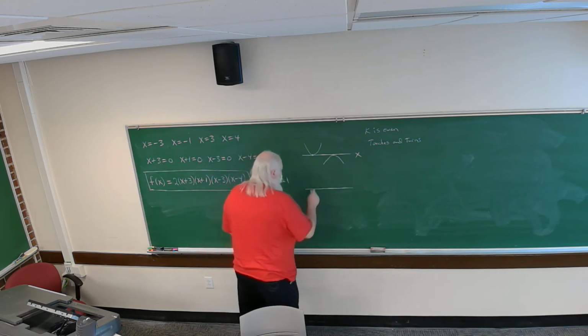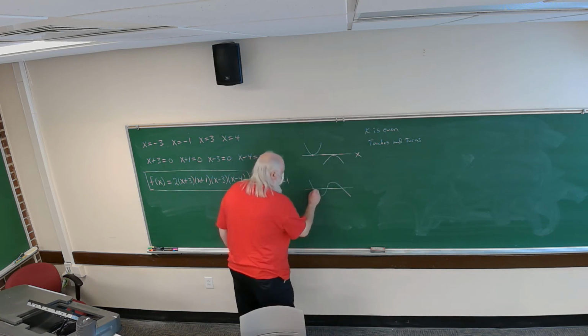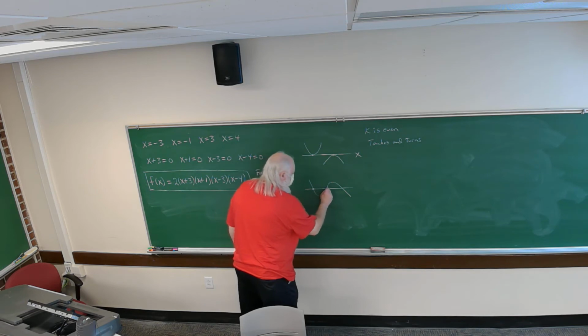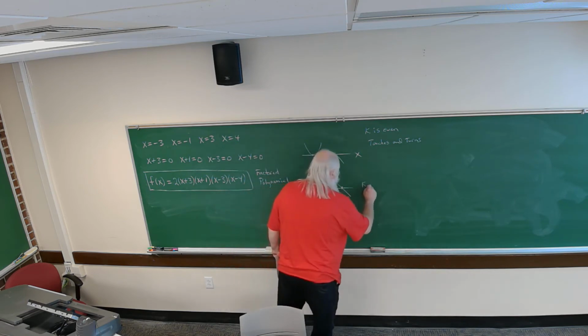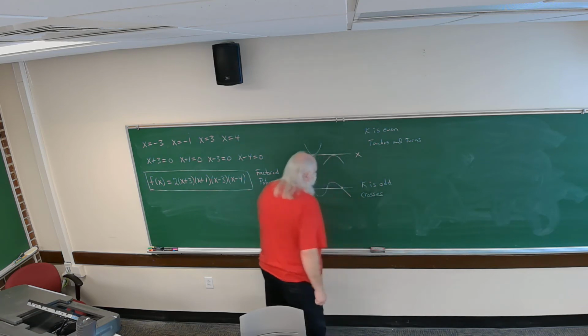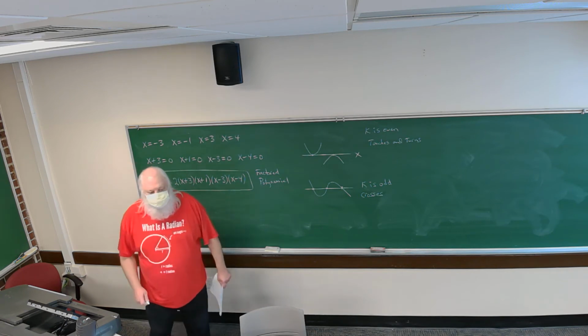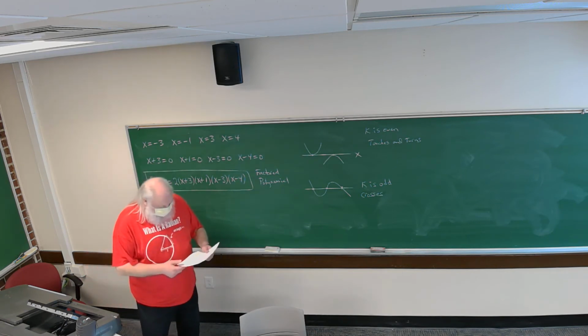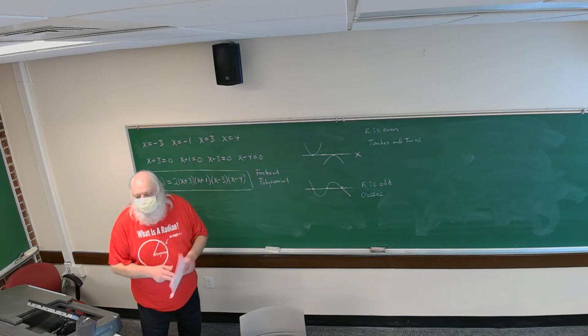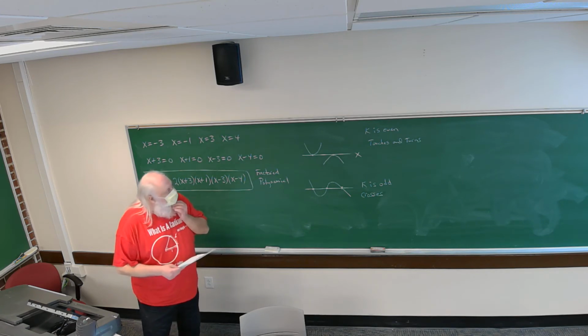If the multiplicity is odd, the graph will cross the x-axis. Okay? So here's an example, right, where the multiplicities at each of these x-intercepts is odd. The graph crosses at each x-intercept. Okay. That's important information in graphing polynomial functions. Okay. Any questions on that?